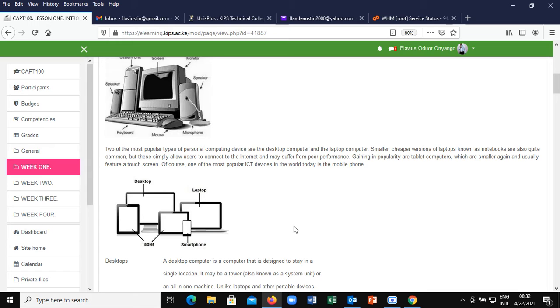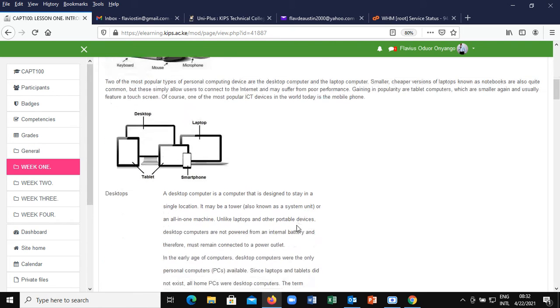And what is gaining popularity today is what they call the tablet, which is also small and usually features a touch screen. Another device that you also have is what we refer to as the smartphone. There's a nice diagram there, labeled, showing the laptop, the smartphone, the tablet, and the desktop computer.